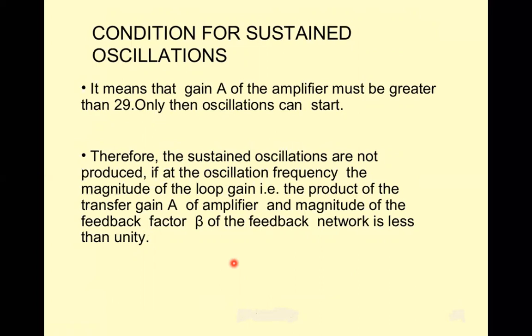Therefore, the sustained oscillations are not produced if, at the oscillation frequency, the magnitude of the loop gain, that is the product of the transfer gain of the amplifier and the magnitude of the feedback factor beta of the feedback network, is less than unity. It means the mod of A beta is less than unity. Then the sustained oscillations are not produced.